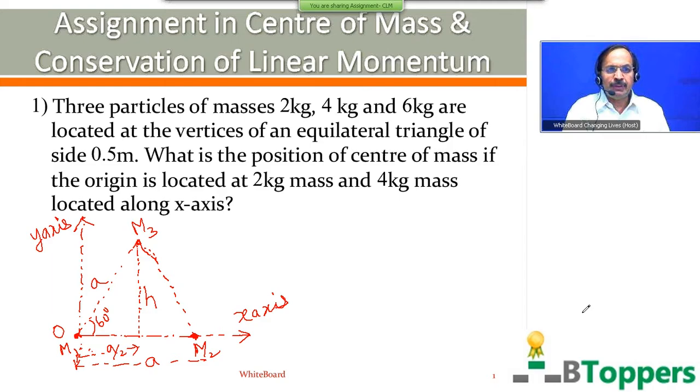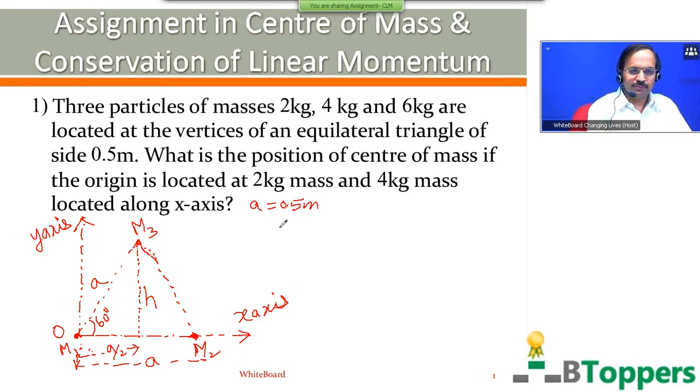You are given the masses of 3 particles which are placed at 3 vertices of an equilateral triangle. The length of each side of the equilateral triangle is denoted by small letter a, which is equal to 0.5 meter. The first mass is denoted by m1, which lies at the origin. So x coordinate is 0, y coordinate is 0 for the first mass. The line joining the first two masses is taken as the x-axis.